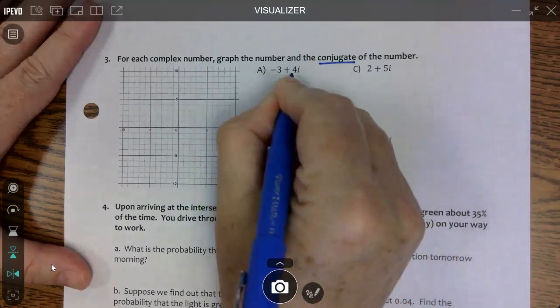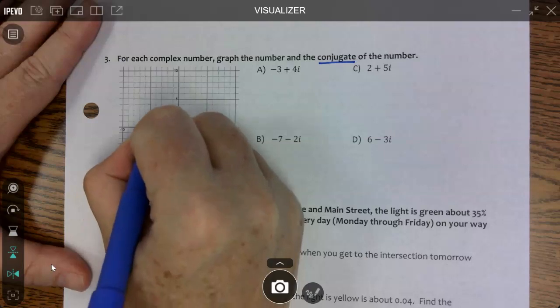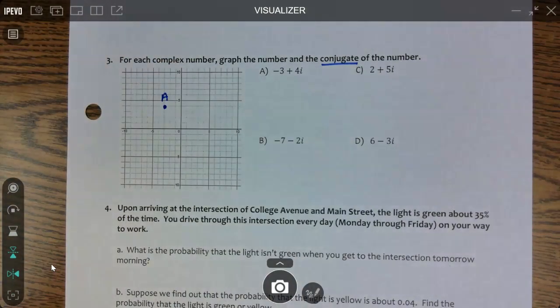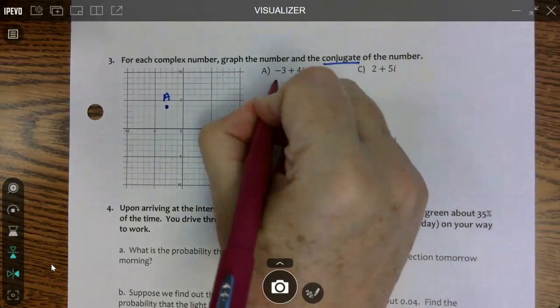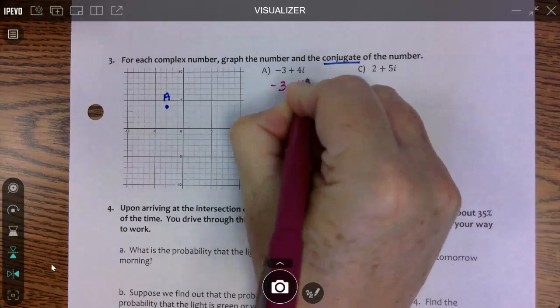So negative 3 plus 4i. 1, 2, 3 left, up 4. There is A. So remember, the conjugate is going to be negative 3. Only change the middle sign.